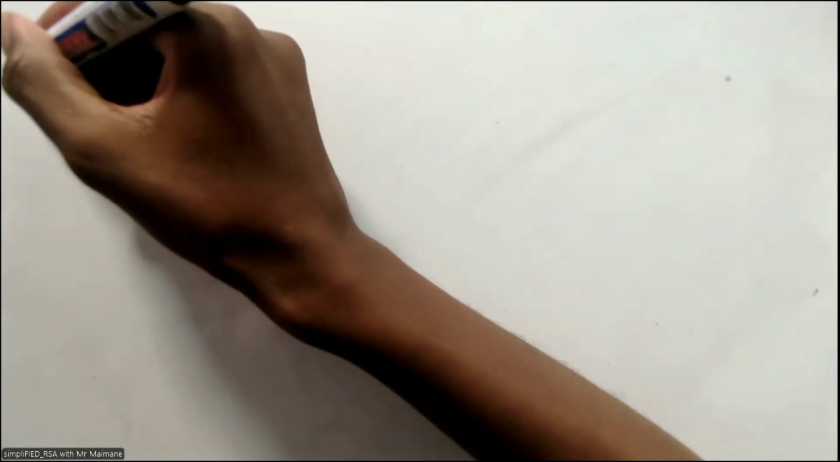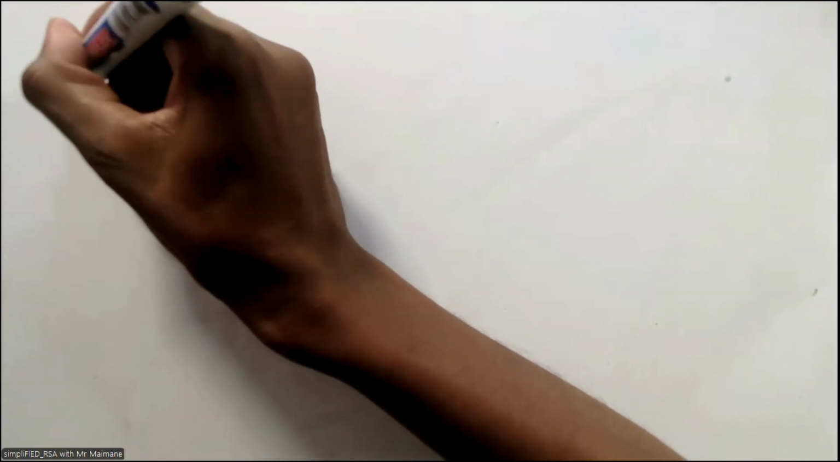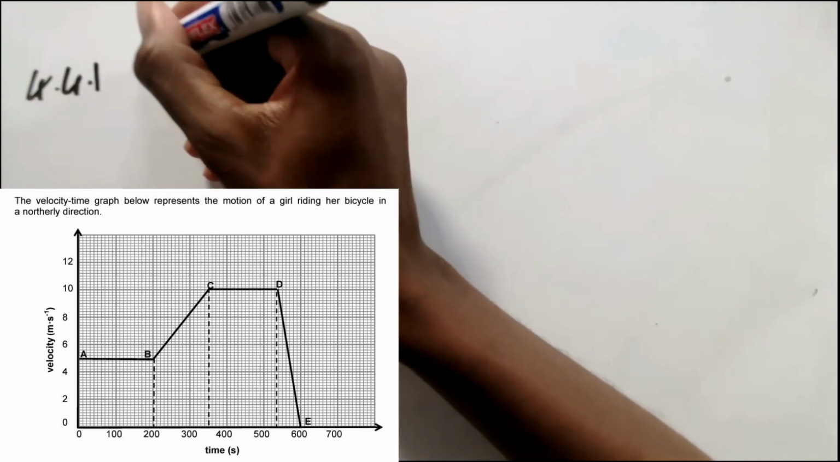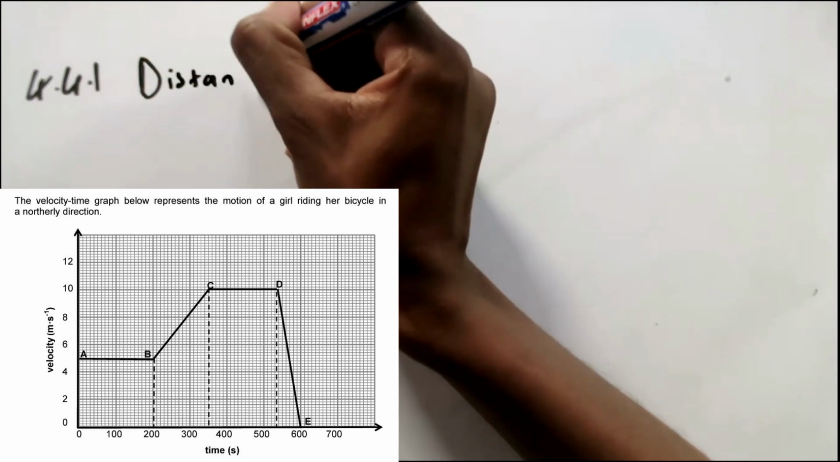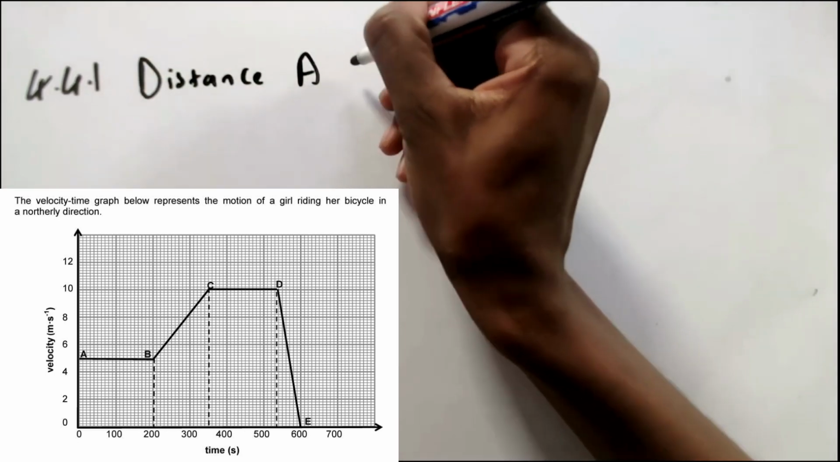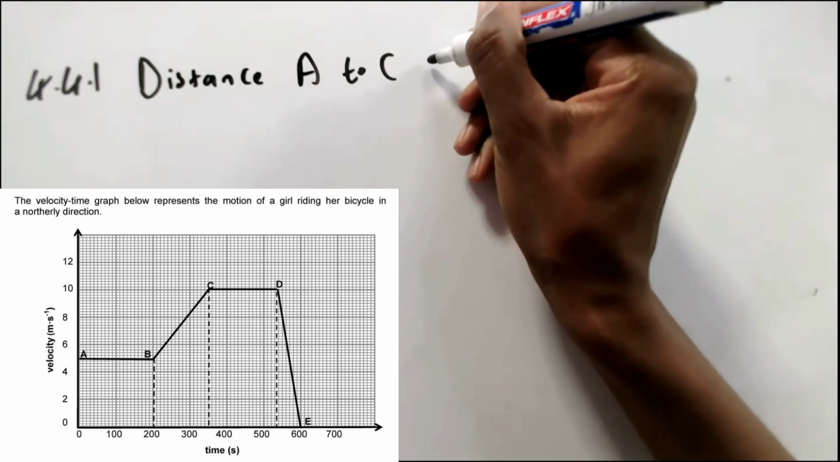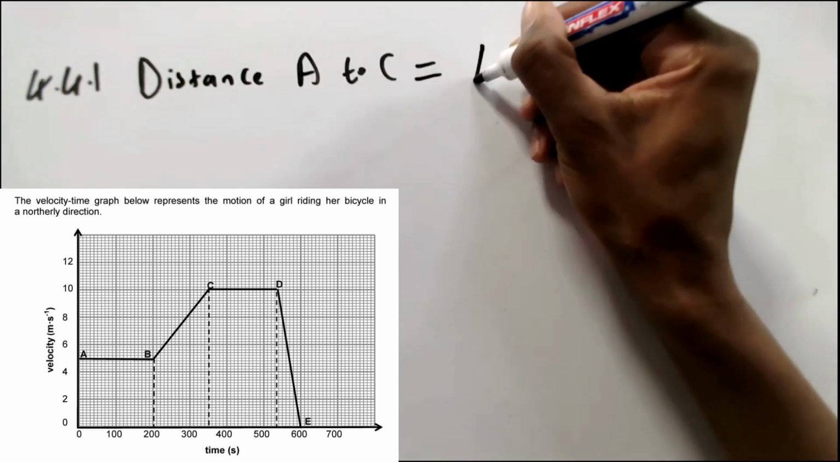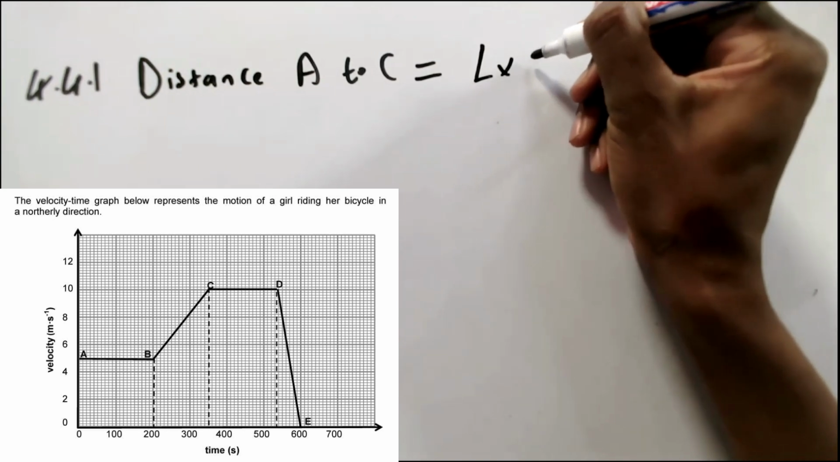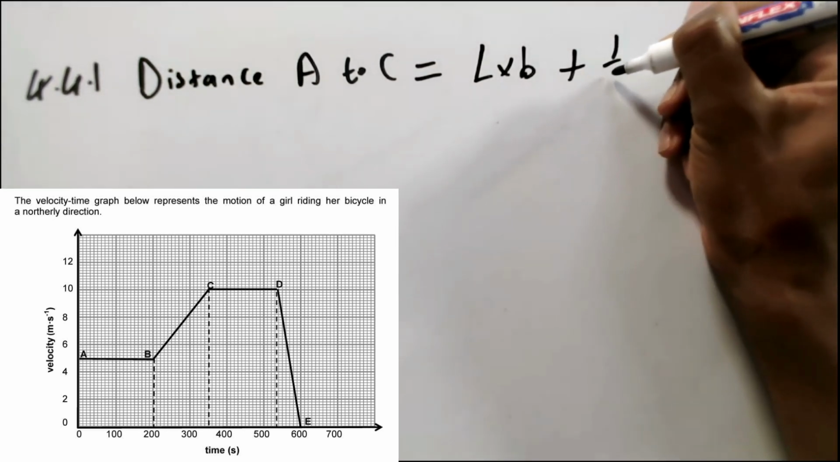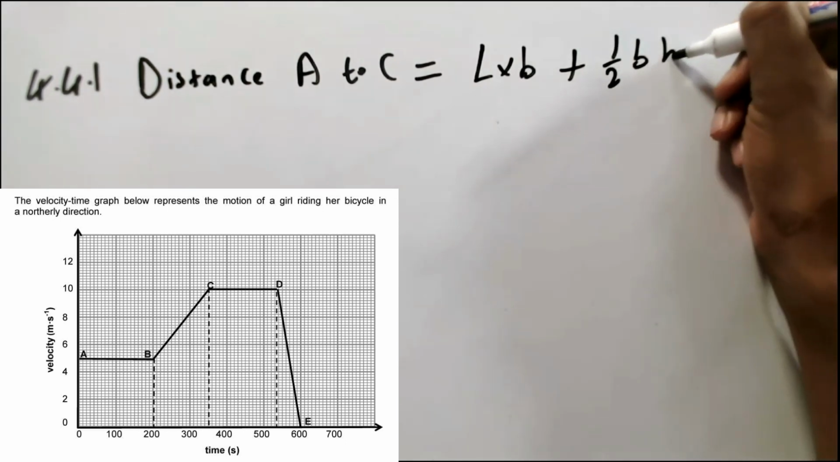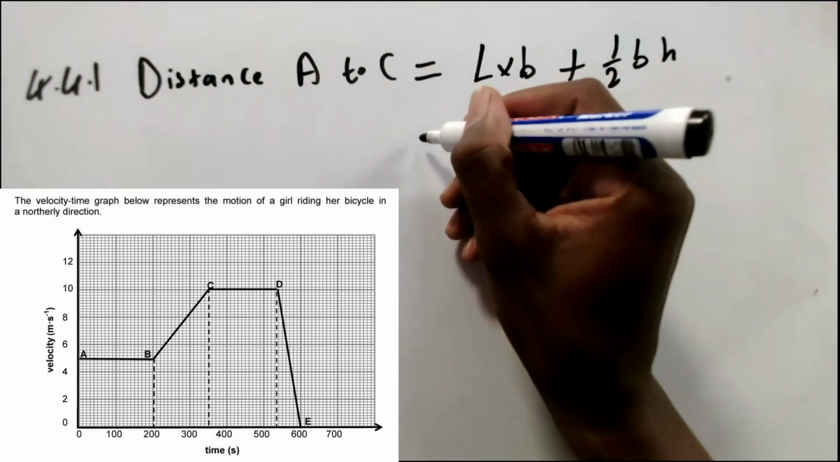So 4.4.1, the distance of A to C is going to be length times the breadth for the first part, plus 1/2 breadth times the height for the triangle.